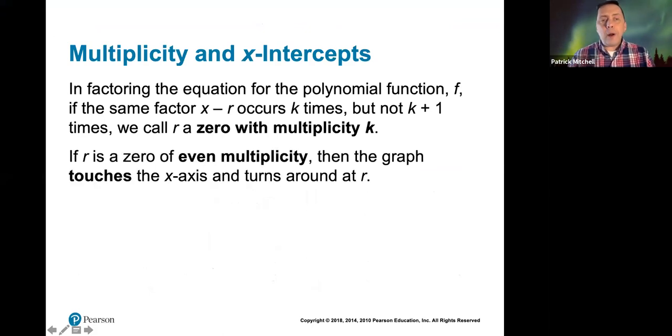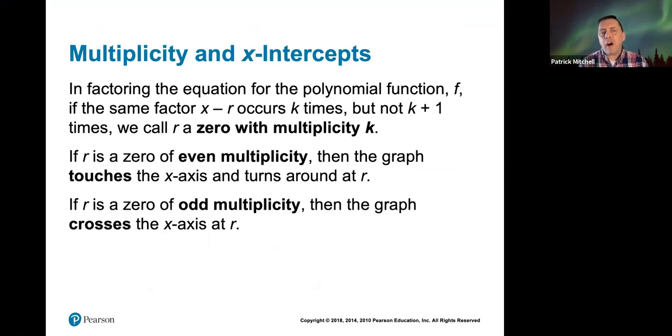All right, so it turns out if r is a 0 of even multiplicity, like it was in my little example, I had (x minus 5) to the power 4. So 5 is a 0 of even multiplicity because the exponent on that factor was 4. Then the graph touches the x-axis and turns around at that point. On the other hand, if r is a 0 of odd multiplicity, like the -1/2 was, that factor appeared to the power 1, then the graph crosses the x-axis at the number r.